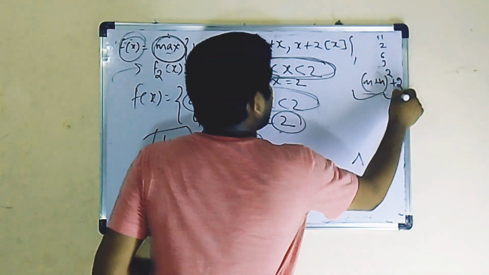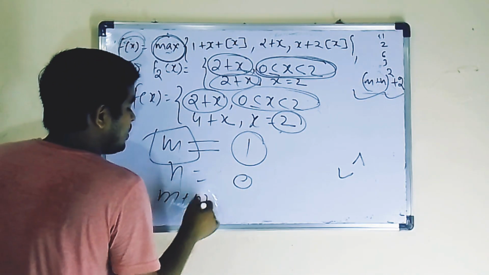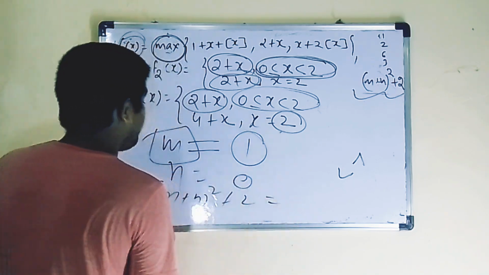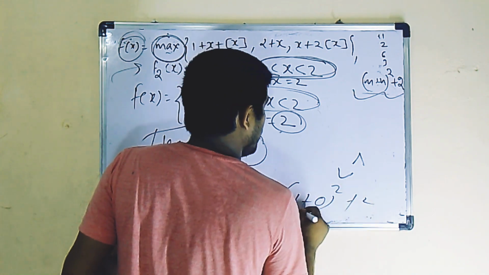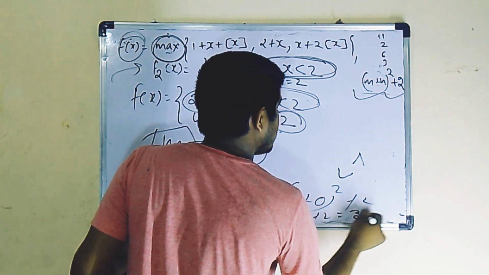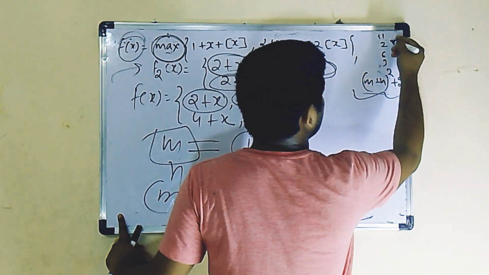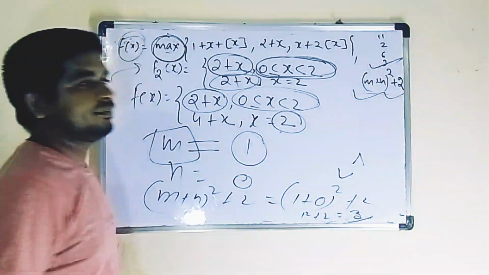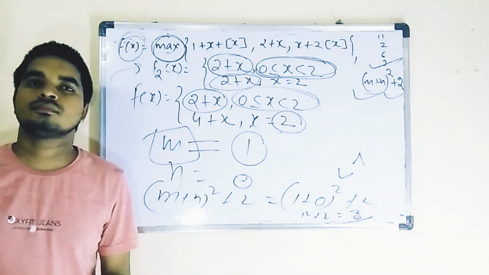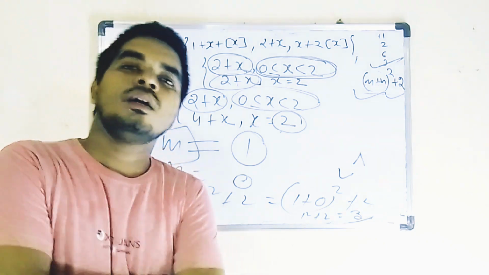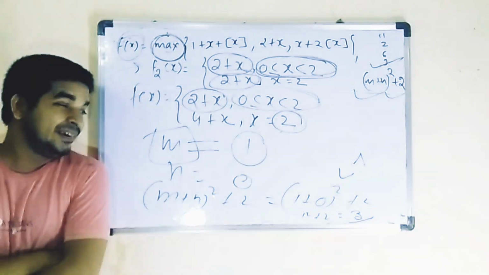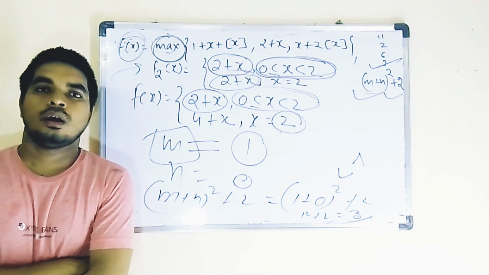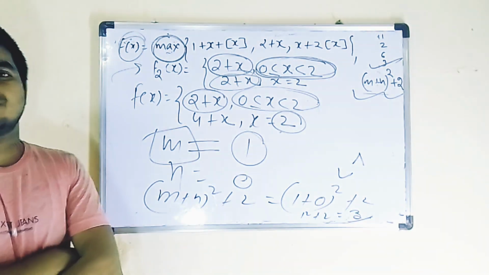So (m plus n) whole square plus 2. What is m? 1, n is 0, so (1 plus 0) whole square plus 2, 1 whole square plus 2. Answer is 3. So the fourth option is the correct answer. Agree? I hope you understood the approach, how I did the question, and you learned about this.